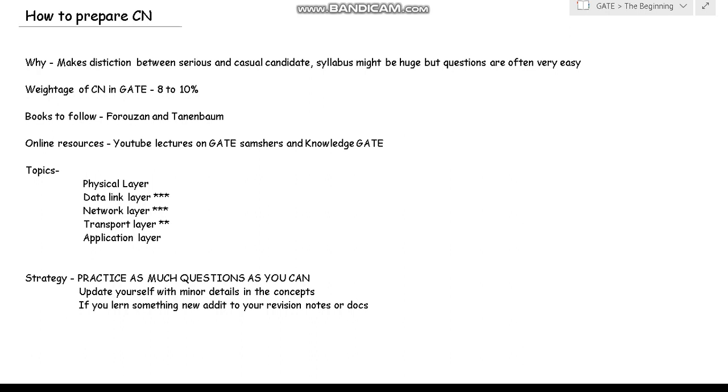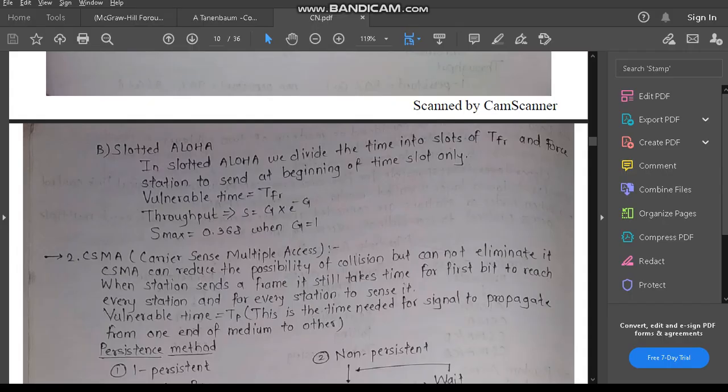There are two books in CN which you can follow. One is Forouzan and the other is Tanenbaum. It's like a partition, two parties are there: one of Forouzan and one of Tanenbaum. I used to belong to the Forouzan party, because I had prepared my computer networks during my college through Forouzan. So let me show you those two books.